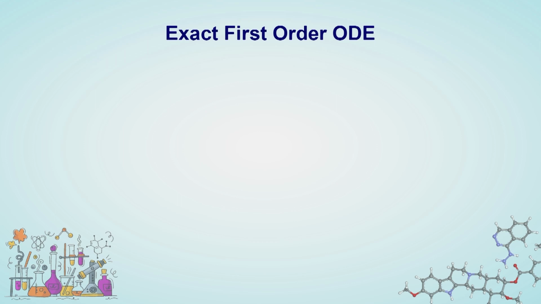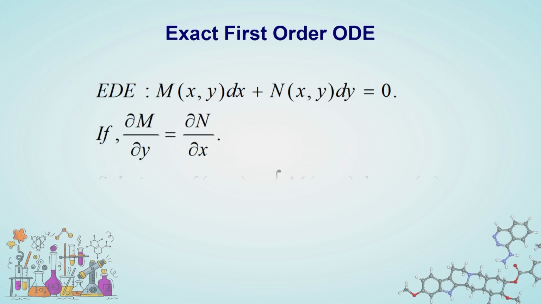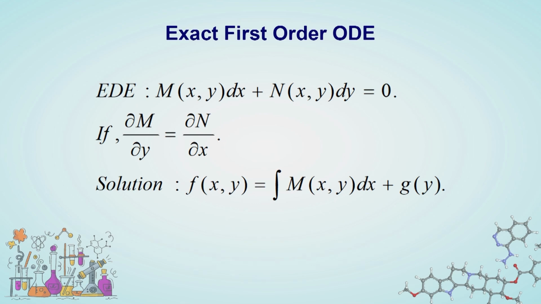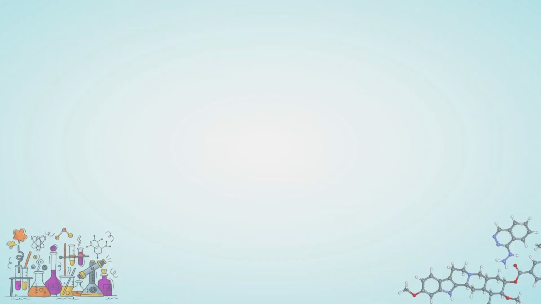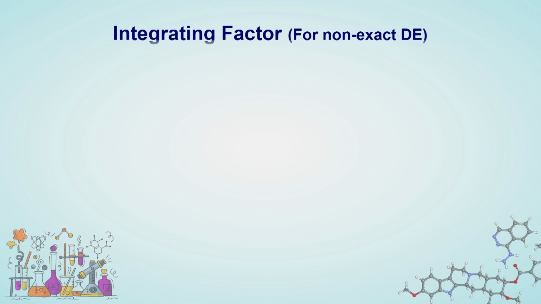This is the exact first order ordinary differential equation. Exact means a condition. We can see that M(x, y) dx + N(x, y) dy = 0. If it is not an exact differential equation, then what? For this we have an integrating factor. But how do we obtain the integrating factor? By this integrating factor we can reduce a non-exact differential equation into an exact differential equation. This is the concept of integrating factor.